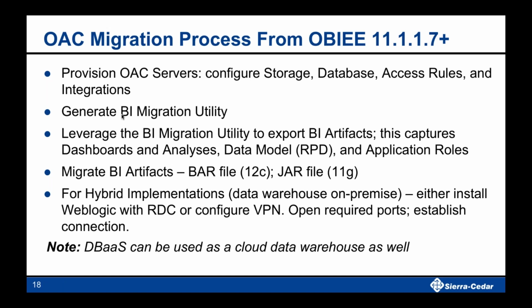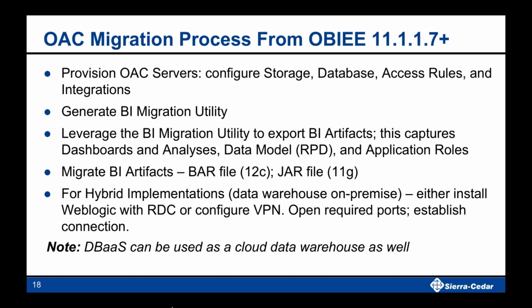The next thing is to generate the BI migration utility. We have to generate a BI migration utility in the new OAC server. That's the reason we are provisioning this OAC server first, and then generating the migration utility in the OAC server and copying it back to 11.1.7. Then we run the export command to export RPD, web catalog, and application roles, which is very important.